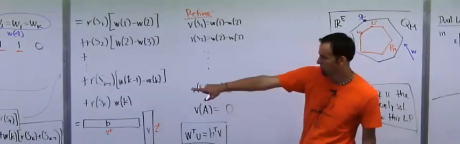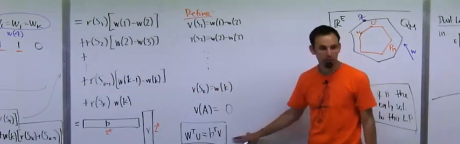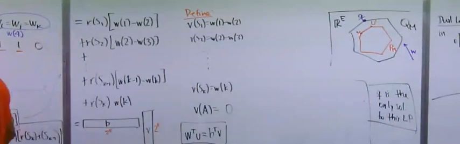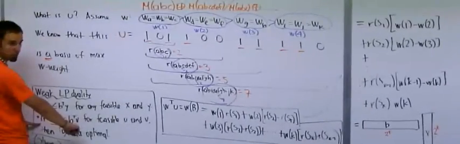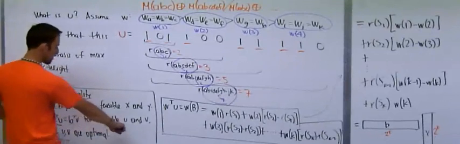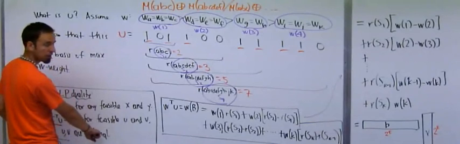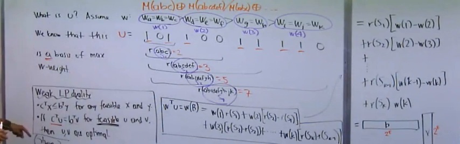I want to conclude using weak linear programming duality that this implies U and V are optimal. So let's see if I have all the conditions that I need. Weak linear programming duality, second item, says if I have the equality, and I do have the equality, for feasible U and V, then U, V are optimal. So we're all done as soon as we can show that these guys are feasible.